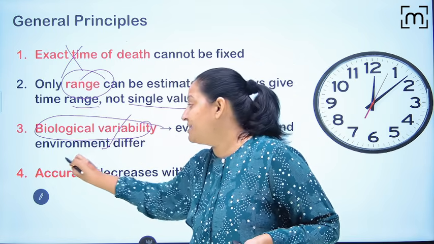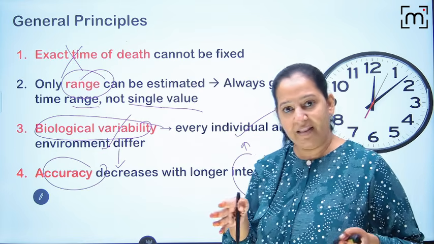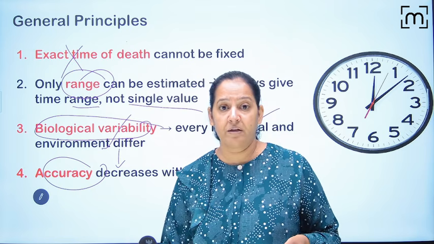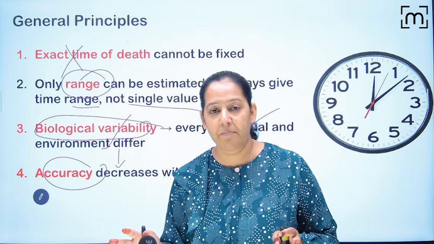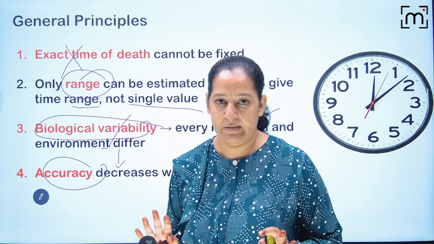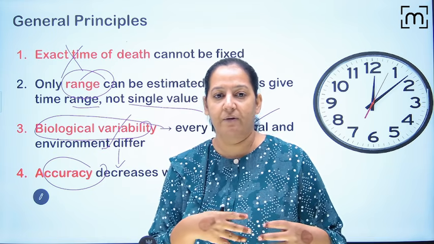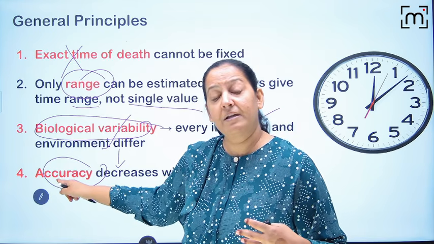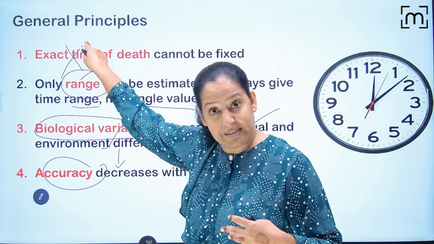Accuracy decreases with time interval. Suppose death occurs, and as soon as the police get the information, I get a call from the police that you are a forensic expert, madam, please come to this site. We will take the permission from the court, and it's a medical legal case. I reach the crime scene very fast, within a few hours of the death, and examine the dead body, so accuracy will be high. But if the forensic expert is called very late, after many hours, accuracy will be low.